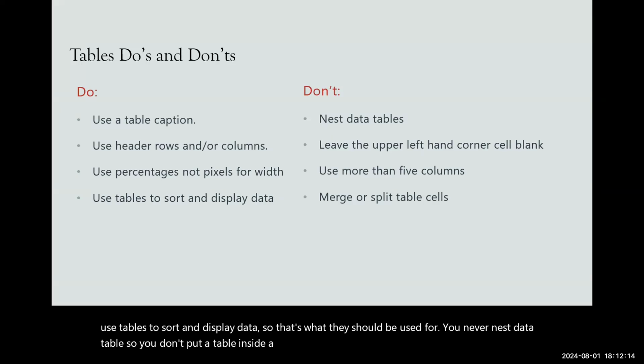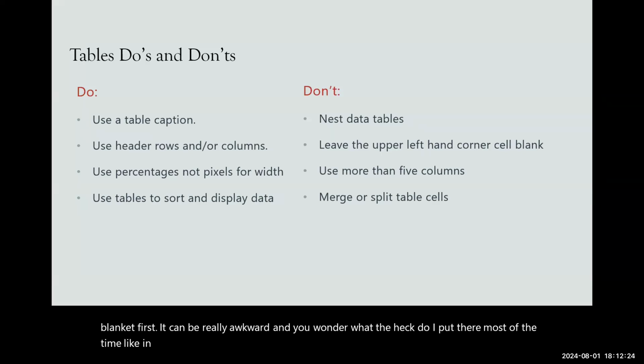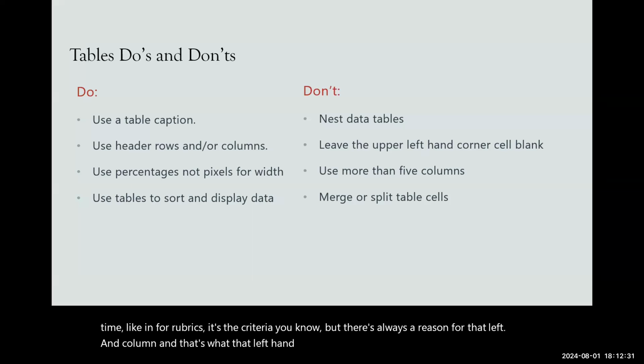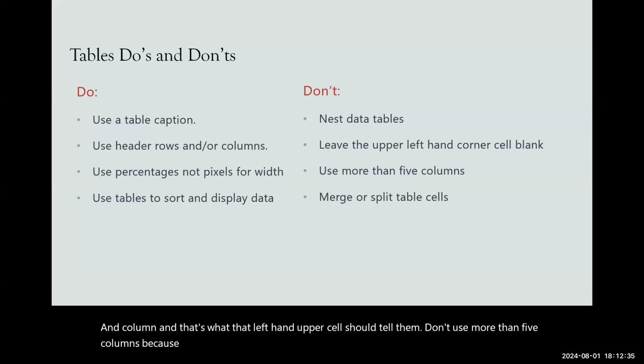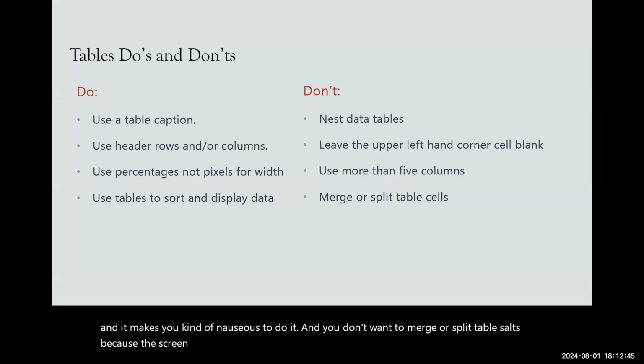You don't leave the upper left-hand corner cell blank. At first, it can be really awkward and you wonder, what the heck do I put there? Most of the time, like for rubrics, it's the criteria, but there's always a reason for that left-hand column, and that's what that left-hand upper cell should tell them. Don't use more than 5 columns, because then you again get that resolution issue where they're scrolling back and forth and it makes you kind of nauseous to do it. And you don't want to merge or split table cells, because the screen reader doesn't know you've done it and it makes it very confusing for them.